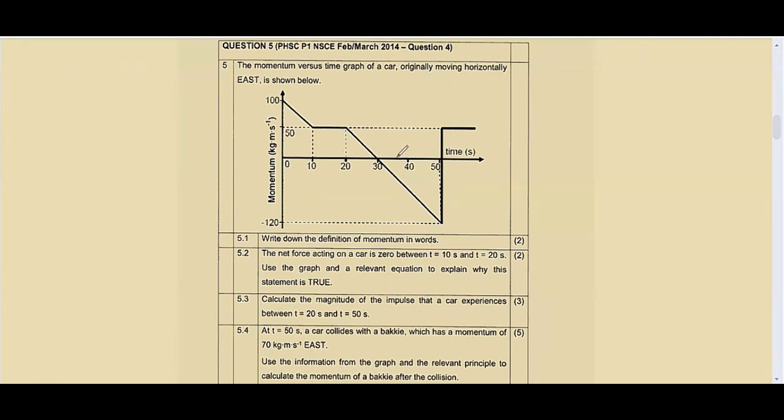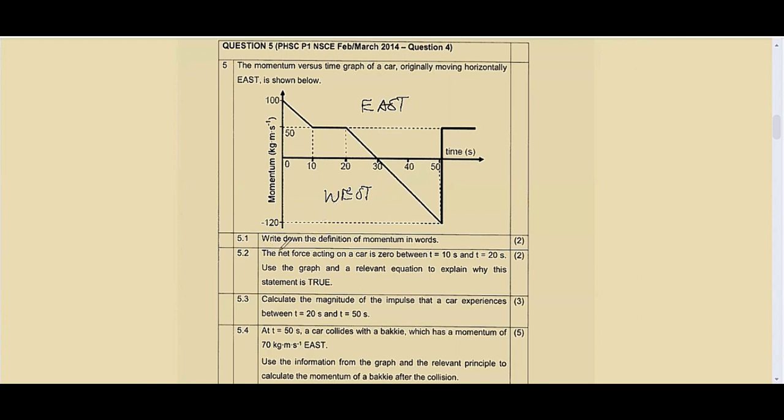If your graph is above the x-axis, this indicates that your momentum is still in the eastern direction. But the moment your graph is below the x-axis, this indicates that your momentum is now in the western direction. So this is what you need to understand with your momentum versus time graph.